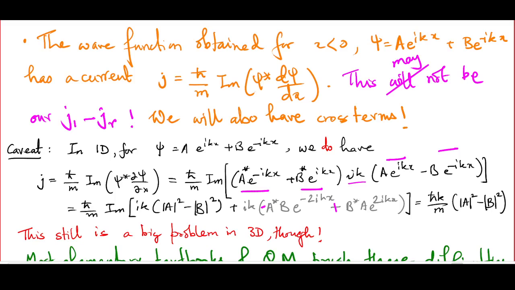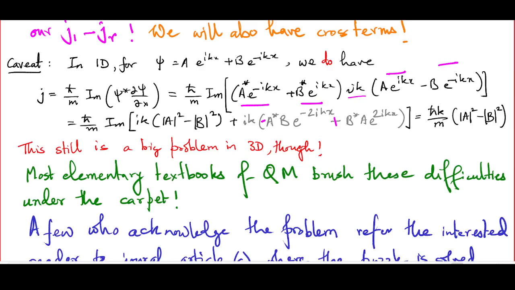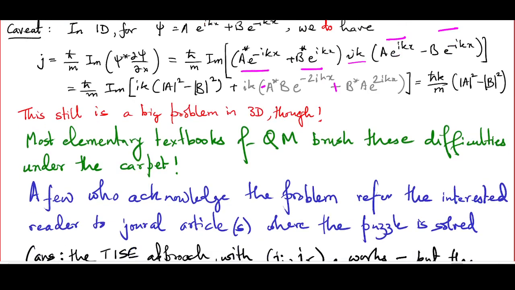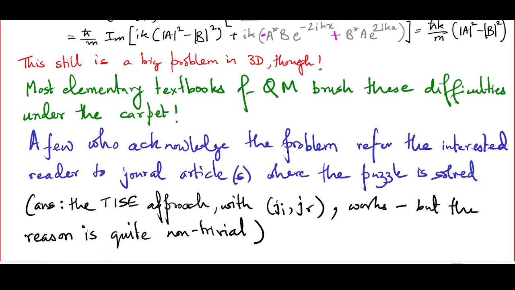Now, most elementary textbooks tend to sweep these issues under the carpet. A few of the better ones, who do acknowledge that the problem exists, usually refer the interested reader to journal articles where the puzzle is solved. The solution is the following. The time-independent Schrodinger equation approach with this incident-reflected current split actually works and does give you the correct answer under some assumptions. But the reason why it works is quite non-trivial.